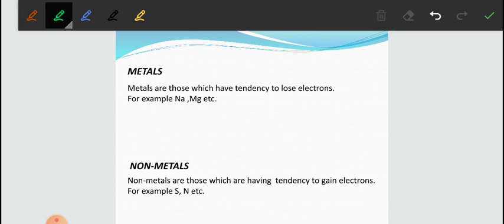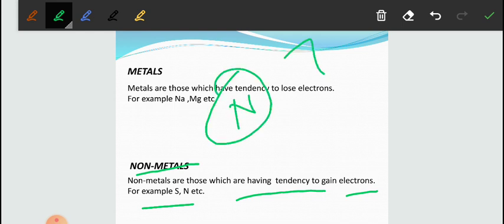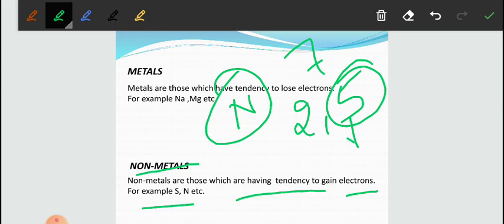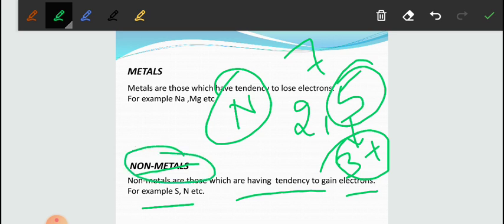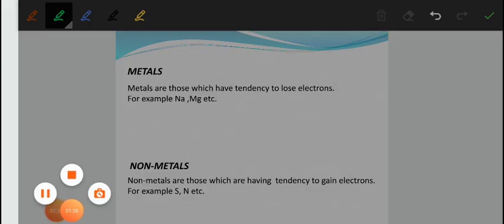Similarly, non-metals are those which are having a tendency to gain electrons. For example, sulfur, nitrogen. The atomic number of nitrogen is 7. I can write nitrogen as 2, 5. Basically, this nitrogen, to become stable, will gain 3 electrons. So when it gains 3 electrons, that means it will be under the category of non-metals, because non-metals are those which are having a tendency to gain electrons.